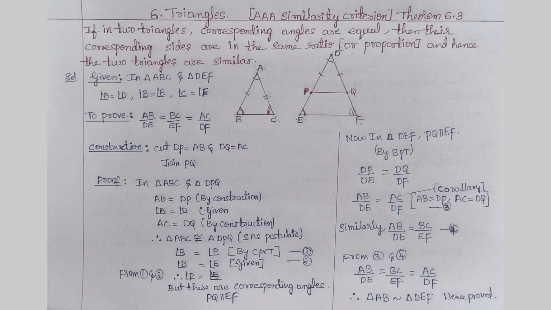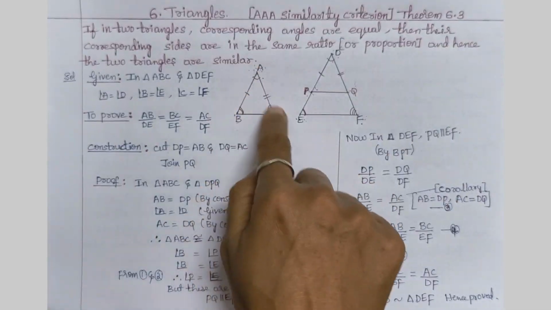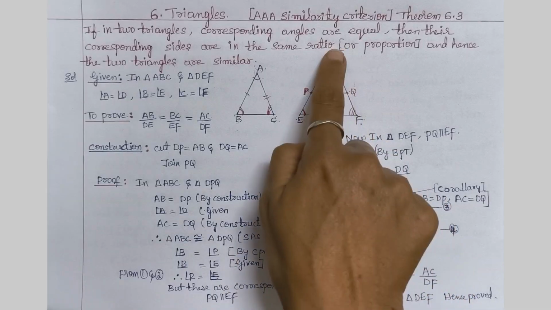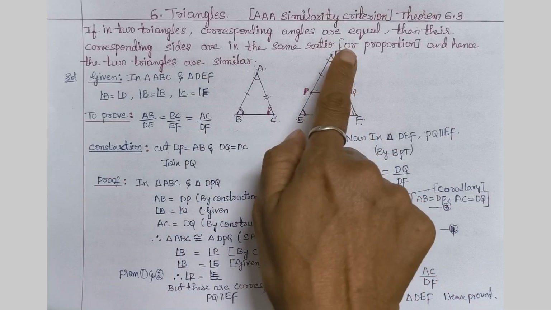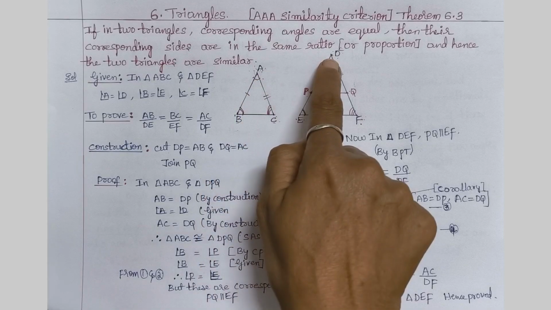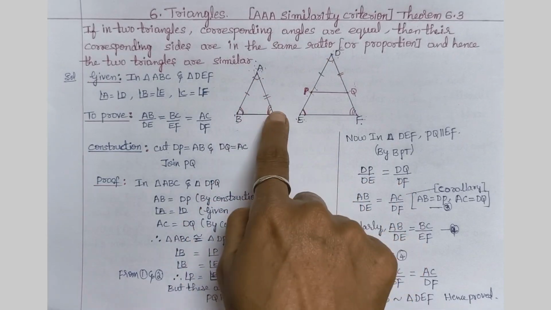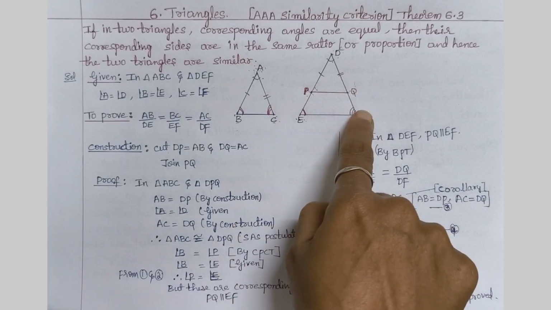What is the meaning of this theorem? First we will learn. If two triangles are there, what are the two triangles? Triangle ABC and triangle DEF. The corresponding angles of these two triangles are equal. Equal meaning what? Angle A is equal to angle D. B corresponds to E, so B is equal to E. C corresponds to F, so C is equal to F.